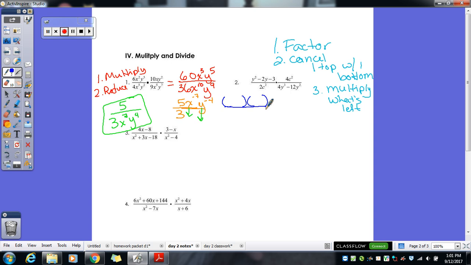Nobody? What multiplies to give us 3? 3 and 1. The 3's got to be your negative to give you your negative 2 in the middle.